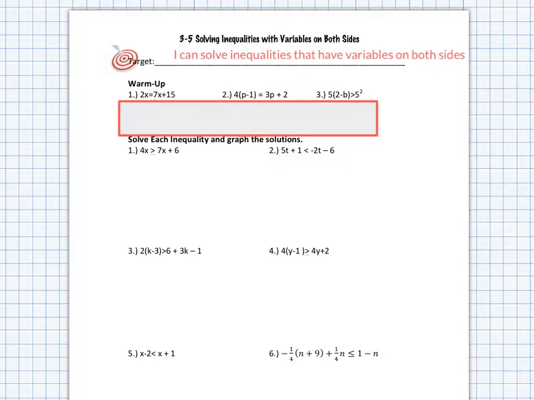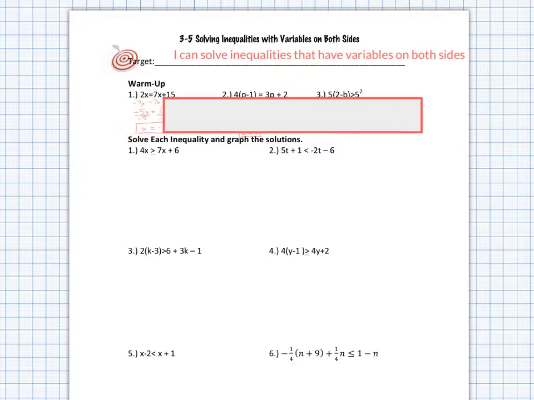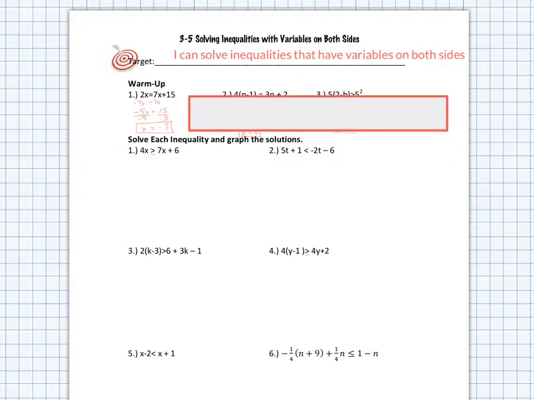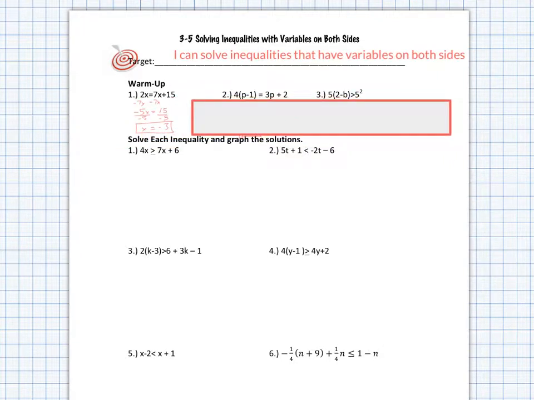Okay, so for the 3 warm-up questions, on number 1, you got 2x on the left and 7x on the right, but you also have 15 on the right. So what I did was I took my 7x and I got it off of the left side there. So I subtracted 7x to cancel that out. So negative 5x equals 15, divided by negative 5.